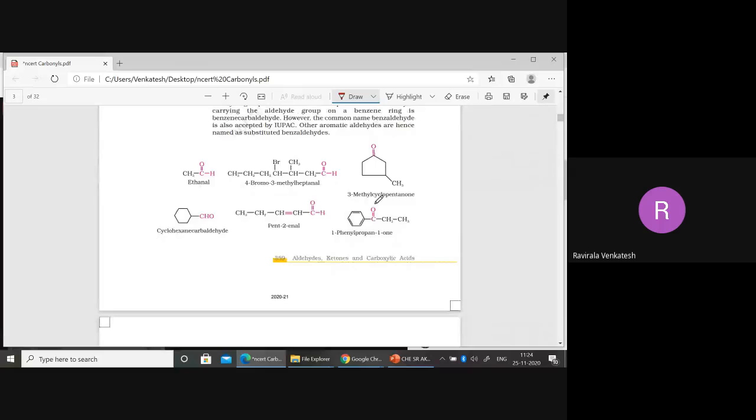IUPAC nomenclature, all we have discussed here. So here, nomenclature you have to give like this, 1, 2, 3. So 3-methylcyclopentanone, like this, isn't it? Right? This is cyclohexane carbonyl. If you don't use benzaldehyde, use carbonyl like this. Cyclohexane carbonyl.